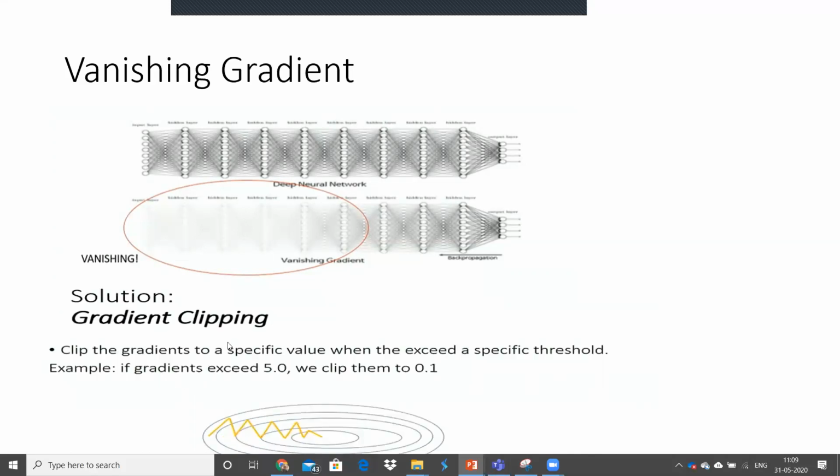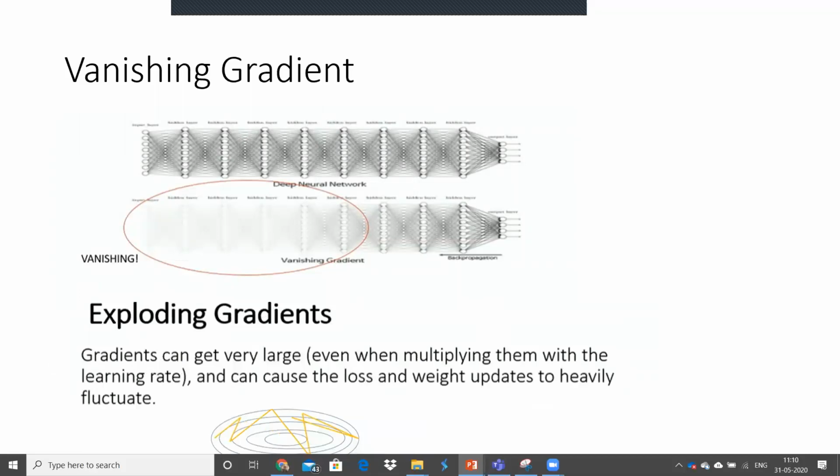So the solution for this is gradient clipping. What clipping does is clip the gradient to a specific value when it exceeds a specific threshold. So if my gradient value is greater than 0.5, then we convert it to 0.5. We clip it at 0.5. And if my value is less than 0.5, then we keep the same value. So if my value is exploding, we clip it and bring it back to the smallest one, that is 0.5. That's how we can reduce or eliminate the exploding gradient, right?